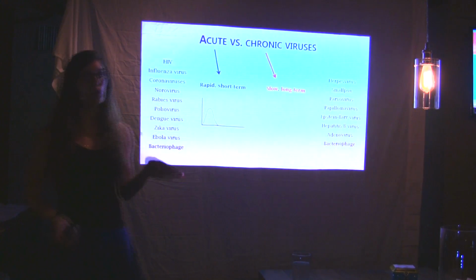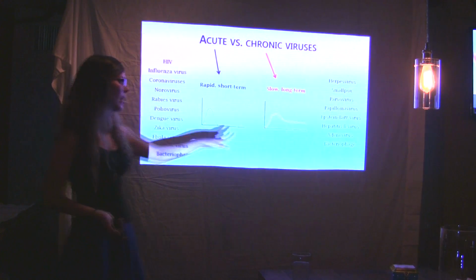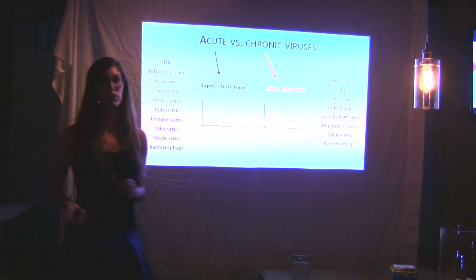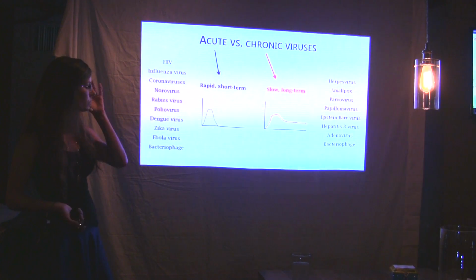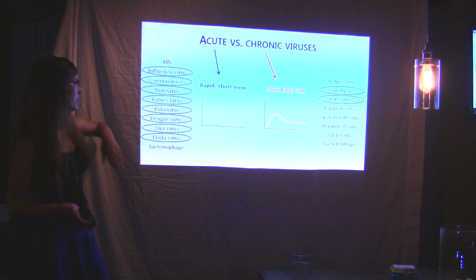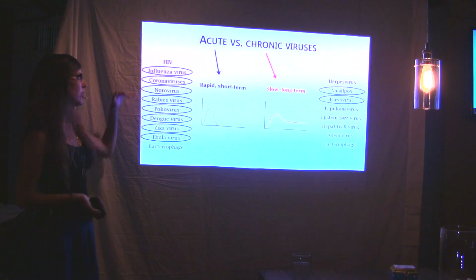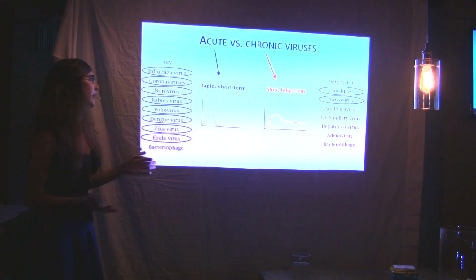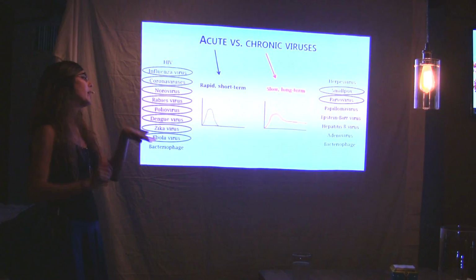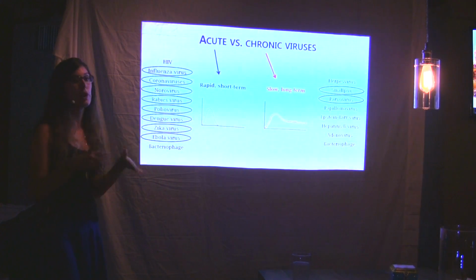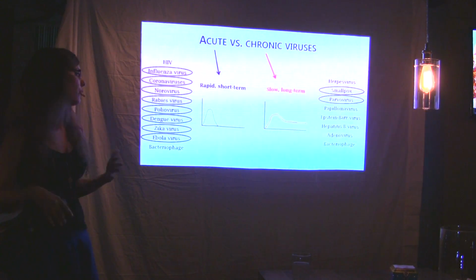Chronic is more of slow, long-term. Here, if we're looking at the graph, you get sick and then you don't actually clear that virus, or it takes a really long time to clear the virus. So if we look at these viruses on the side, here would be our acute viruses. Influenza, you get sick and then you're better in a week or so. Norovirus, well, rabies virus, that's a whole other story. Zika virus, you recover and that virus doesn't stay with you forever.